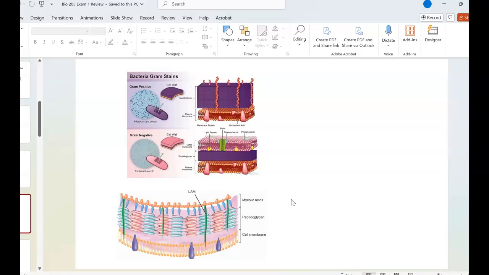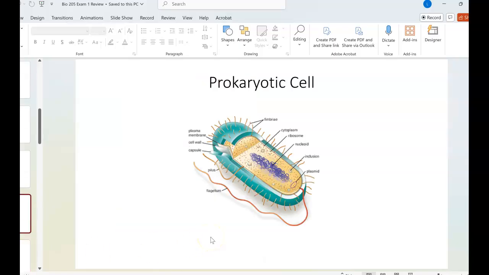So here's a little comparison of the different cell walls, and we would be able to tell that based on those differential stains. So here's a generic picture of a bacteria prokaryotic cell. You should be familiar with the different parts. Again, simplified, not a lot to it. Certainly eukaryotic cells are going to be more elaborate. They're going to be more complex.